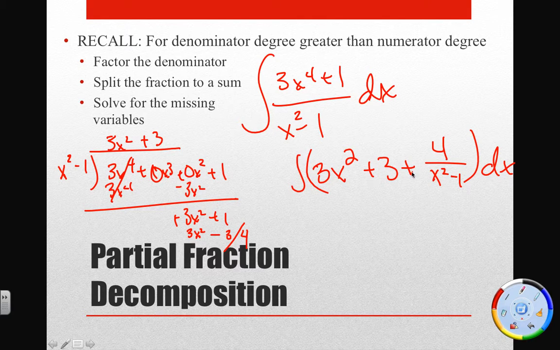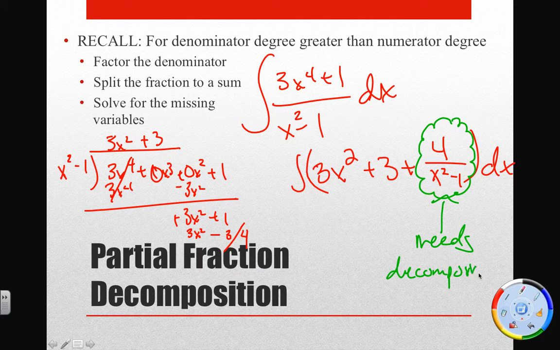Well, that's nice because 3x squared plus 3 is super easy to anti-differentiate. But you will have to split 4 over x squared minus 1. You'll have to decompose. So I'm going to stop there because I need to get to the logistic stuff. This needs decomposing, and then you can integrate this long, nasty thing. These decomposition problems take a lot of work. So don't fret, just do them.